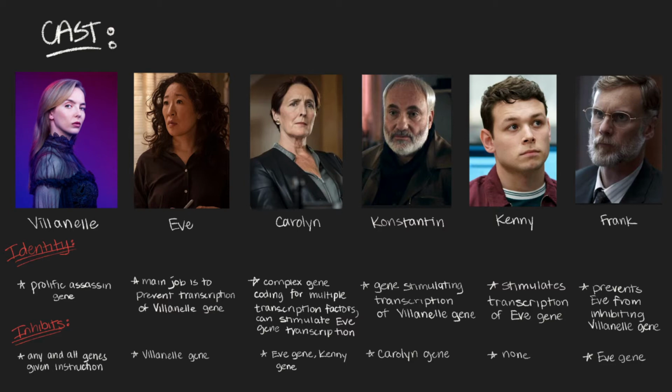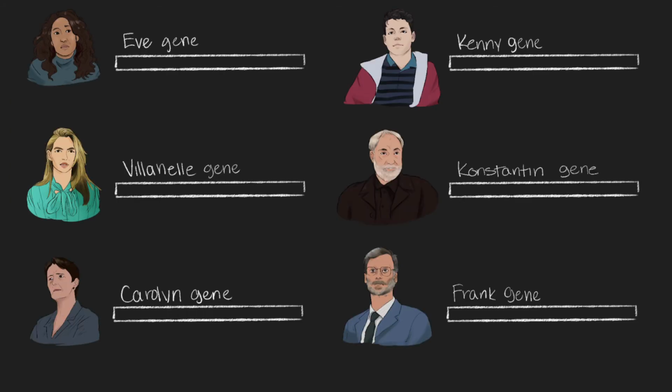However, the Carolyn gene with proper cellular signaling can also inhibit the Eve gene. The Constantine gene is responsible for stimulating transcription of the Villanelle gene and gives the instructions for what gene for her to inhibit. The Kenny gene plays a role later by stimulating the Eve gene once Carolyn inhibits her. Pretty complicated, right? Let me outline the individual pathways here before showing you the final developmental pathway.